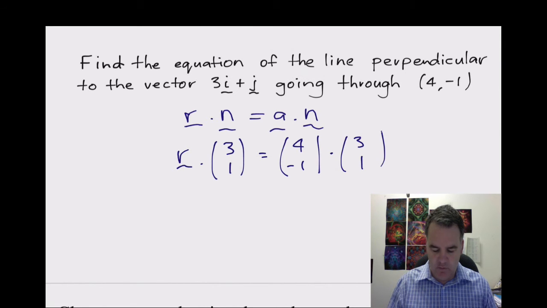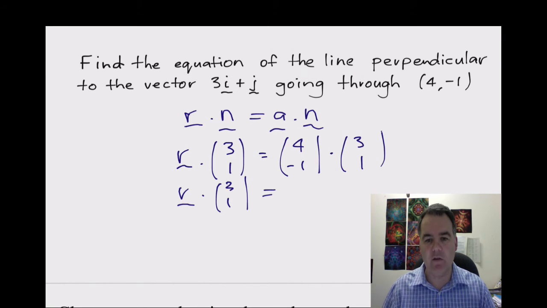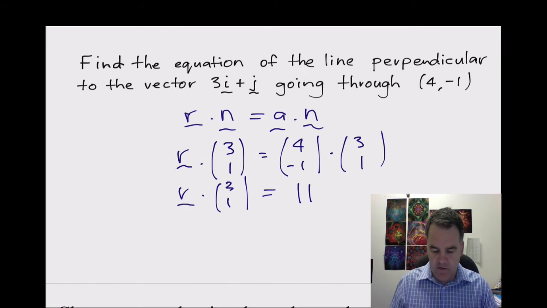There we go. So we've got r dot (3, 1) equals. Now on the right hand side we've got the dot product, so we can do the dot product. 4 times 3 plus minus 1 times 1. So that gives us 11. Okay, and we can leave it like that. That's the correct answer. That is the equation of the line in this new form, r dot (3, 1) equals 11.